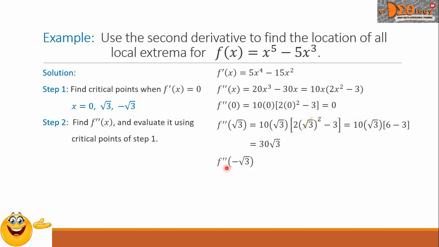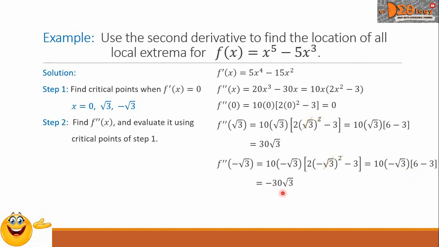Next, let us evaluate f double prime of negative square root of 3. This is now equal to 10 times negative square root of 3 times the quantity 2 times the square of negative square root of 3, then minus 3. We can simplify the expression by cancelling the radical and the power 2. But take note, the negative sign becomes positive. So when we cancel it out, the number 3 comes out as positive 3 to be multiplied by 2. So we have 6 minus 3. The difference is 3, and that 3 is to be multiplied by 10. And everything is now simplified into negative 30 square root of 3.